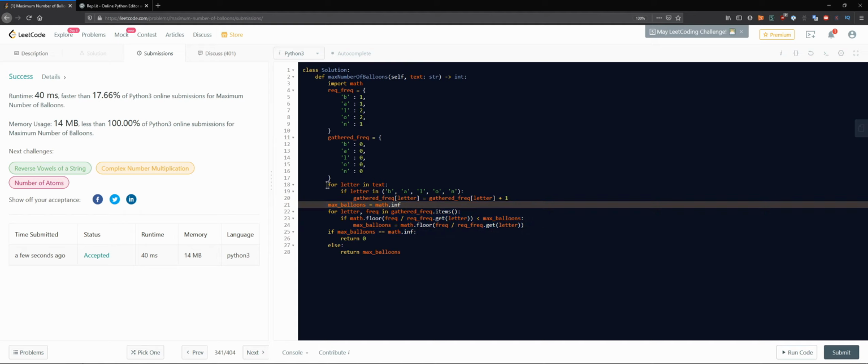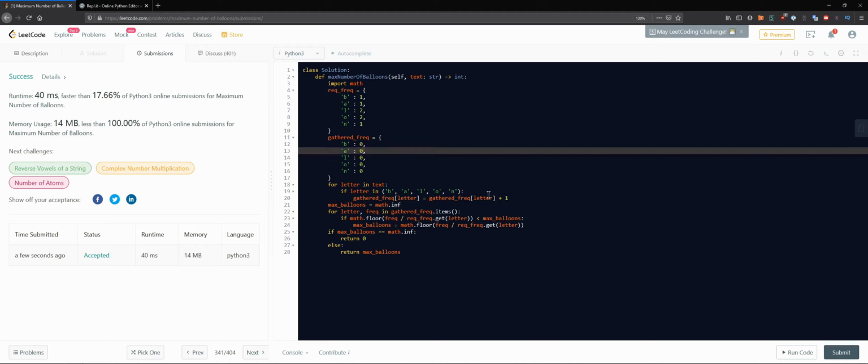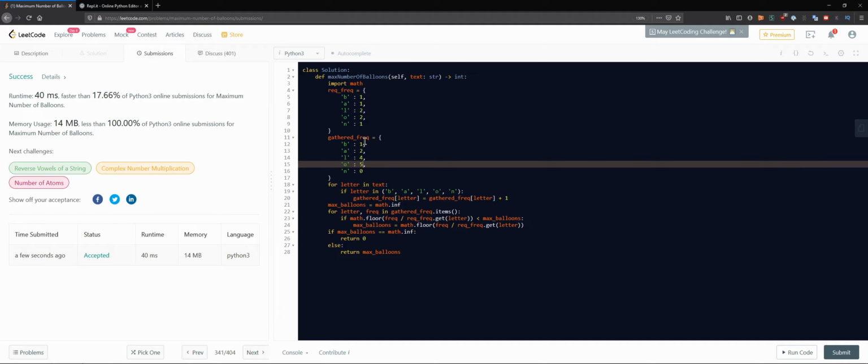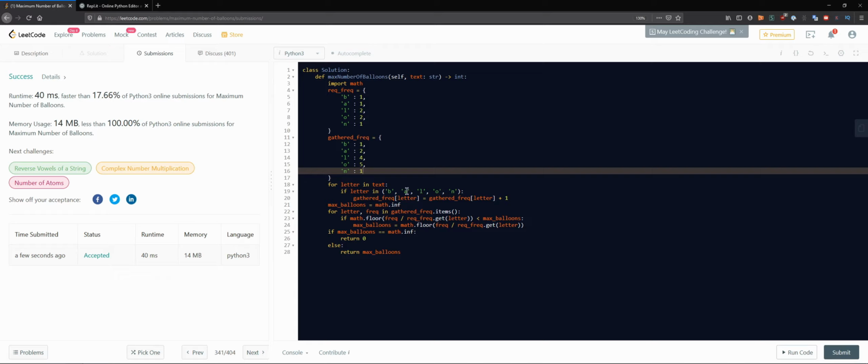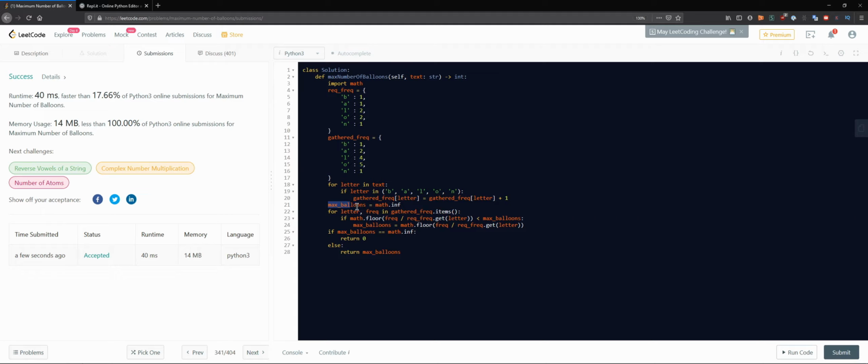Let's go over the first part of this algorithm though. We loop over each letter in the text. If we find that a letter is one of those letters that we're actually looking for, we go into these gathered frequencies, find that letter, and update that counter by one more, for each of those found letters. So in the end you might have something like 1, 2, 4, 5, 1, for example. And these are all the frequencies of those characters that we found. Now we get our max balloons.